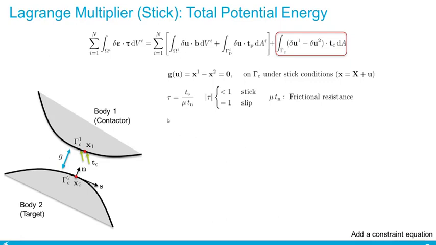Now this is the condition for stick and slip. We have the non-dimensional parameter tau. When tau is between -1 and 1, we have a stick condition. So this slide is talking about this condition.